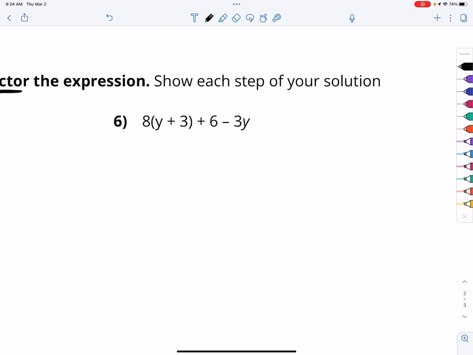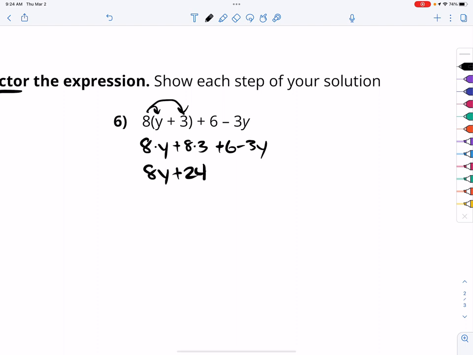All right, for number 6, before we can combine like terms, order of operations tells us we have to do this multiplication first, and then we'll be able to combine. So let's do 8 times y plus 8 times 3, and then plus 6 minus 3y. So 8 times y is 8y plus 24 plus 6 minus 3y.